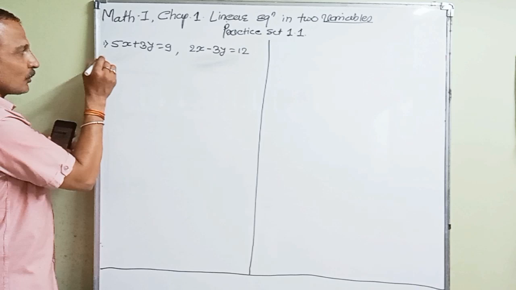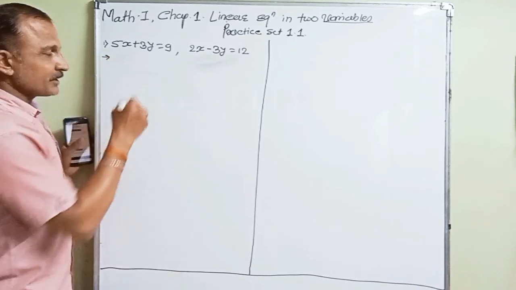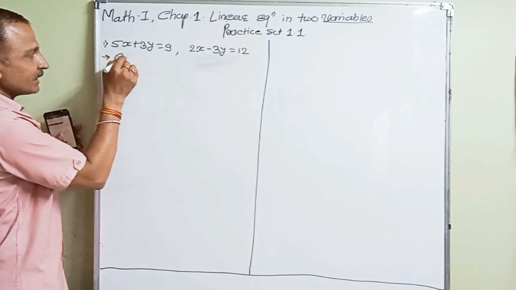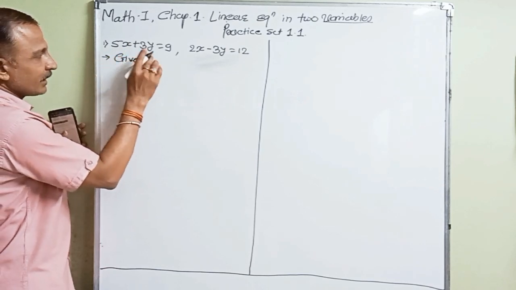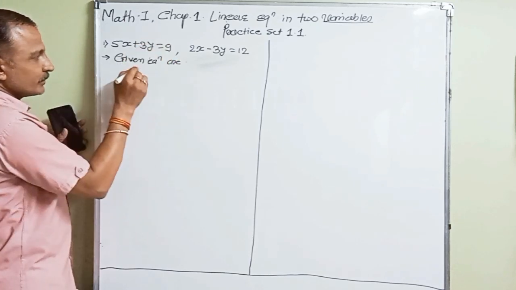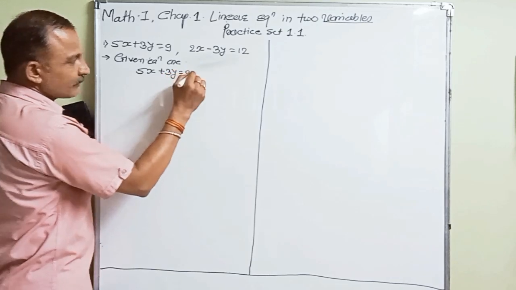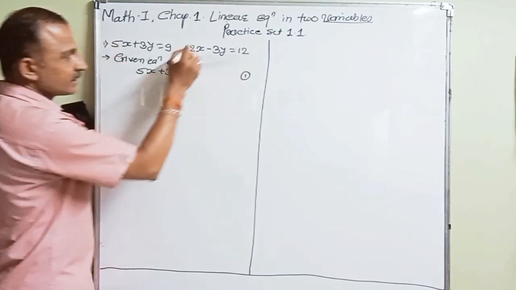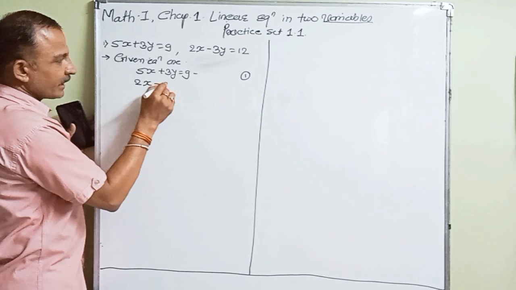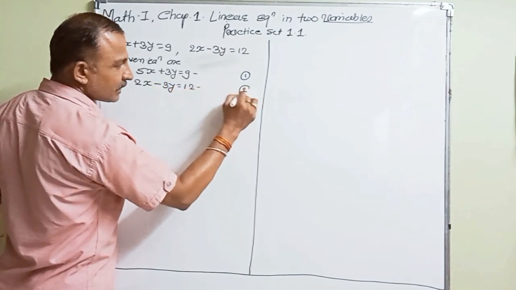So to solve this equation, we have to write the answer. First we write: given equations are 5x plus 3y is equals to 9. We give this equation the number 1, and 2x minus 3y is equals to 12. This we give the number 2.